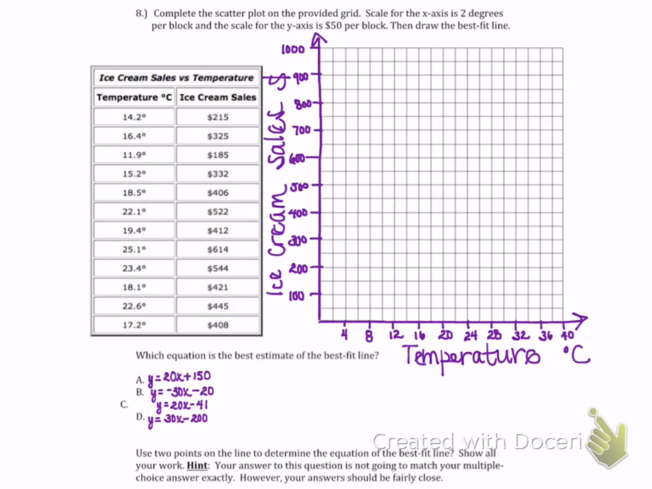Next, you're going to count by the 2 degrees per block for the x-axis and label. I skipped every other block, so I just labeled by 4. And then $50 per block, so I counted by hundreds on your y-axis. And then you want to go ahead and plot those points. And so there's my 12 data values, and then what I want to do is draw a line of best fit down the center.